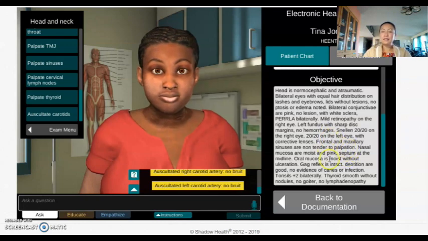Frontal and maxillary sinuses are non-tender to palpation. Nasal mucosa are moist and pink. Septum at the midline. Oral mucosa is moist without ulceration. Gag reflex is intact. Dentitions are good. No evidence of caries or infection. Tonsils +2 bilaterally. Thyroid is smooth without nodules. No goiter. No lymphadenopathy.